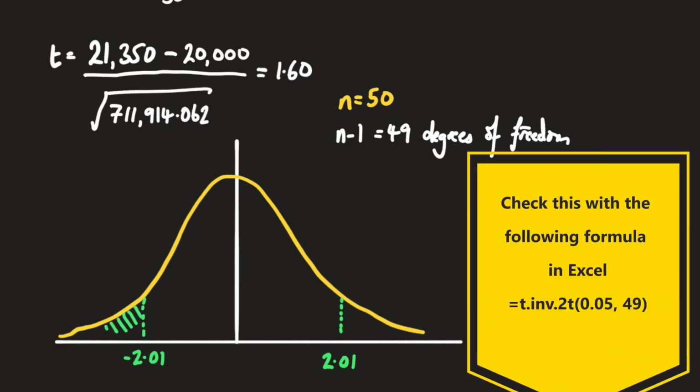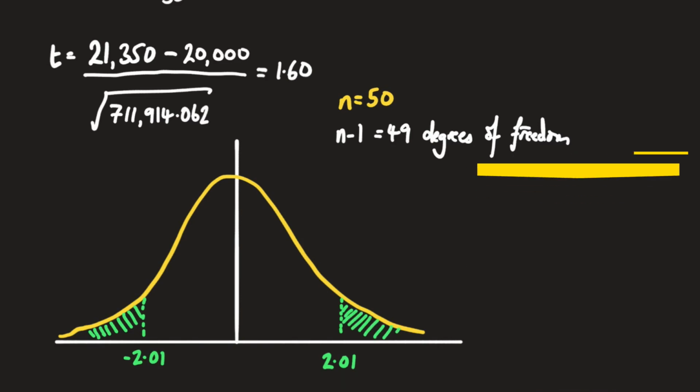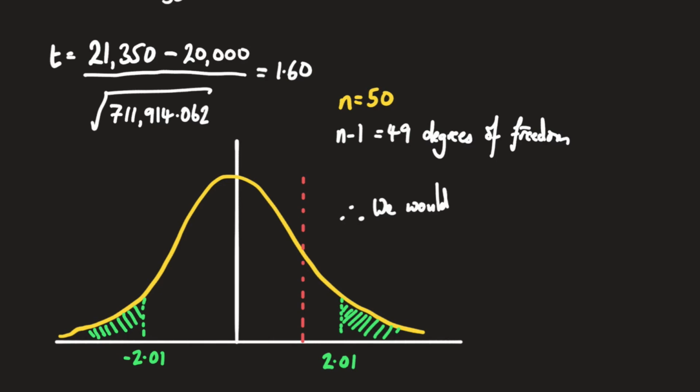So if we had a test statistic lying within the shaded area, we would reject our null hypothesis. But in this case, our test statistic was 1.60. It lies roughly there. Because it's not in the rejection region, we would fail to reject the null hypothesis. That means that we do not have enough evidence to reject the hypothesis that average wages are £20,000 per year.